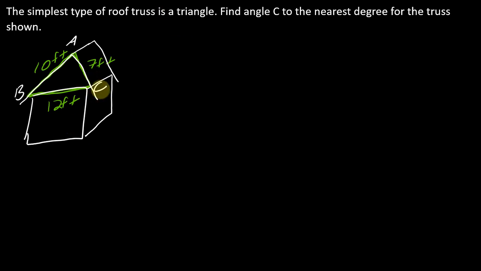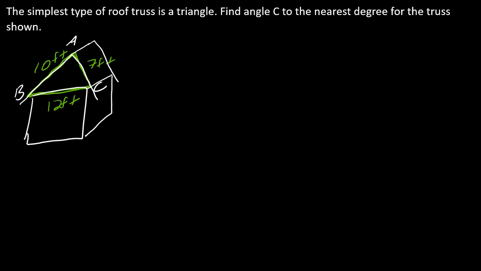Okay, so here's angle C if you can't see it. So I've got some information. I think this is kind of a weird looking roof. I don't know if roofs would actually be 10 feet on one side and 7 feet on another side. If you're a roofer and if I've offended you, I am very sorry.